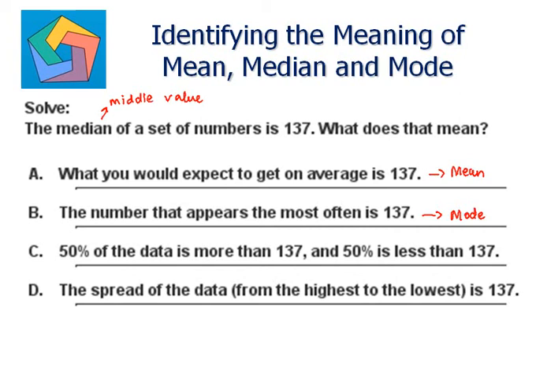50% of the data is more than 137 and 50% is less than 137. Now 50% means half, right? And when we talk about the middle value, it means half of the values should be on the left hand side of the 137 and half of the values should be on the right hand side of the 137. So we can say C option is our answer, that 50% of the data is more than 137 and 50% is less than 137. That is meant by median.